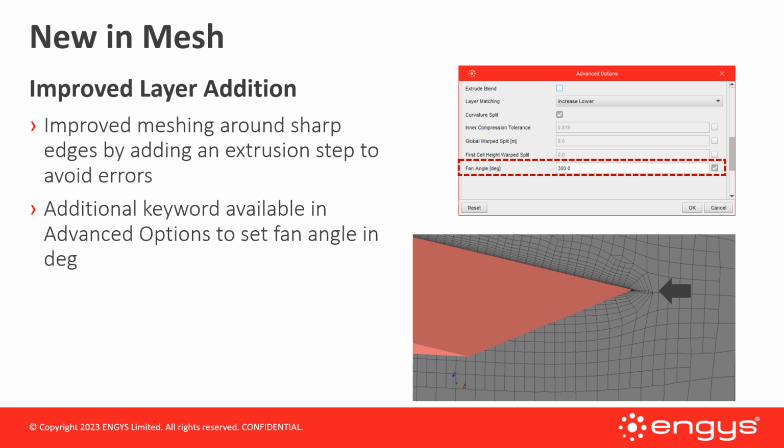However, with the introduction of an extrusion step in the improved layer addition process, we have successfully addressed this issue, resulting in more accurate and error-free mesh generation around sharp edges. To provide even more control, we have added an additional keyword in the advanced options, allowing you to set the fan angle in degrees. This new option enables you to customize the mesh generation process further and achieve the desired level of precision for your specific simulations.